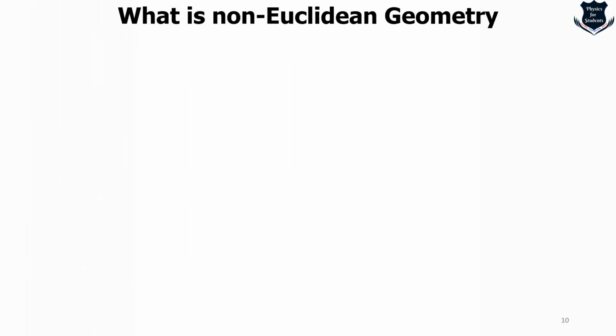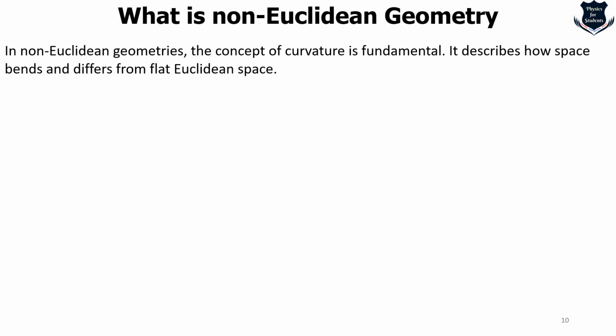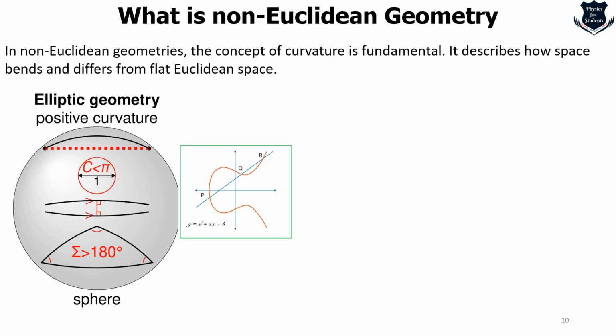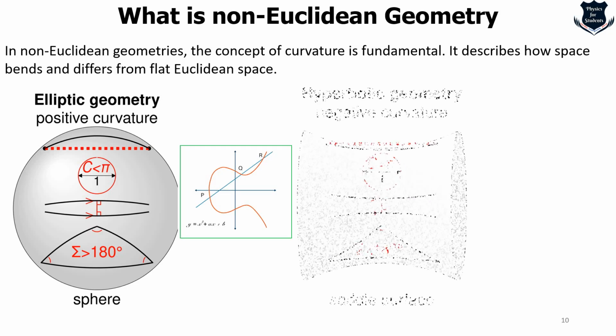So in non-Euclidean geometry, as you see, the basic concept is that of curvature. So how do we measure the curvature? That is what non-Euclidean geometry deals with, and it describes how space bends, and it actually differs from Euclidean space. As you can see in this illustration, this is an elliptical geometry and it has a positive curvature. That means the sum of the angles of the triangle is more than 180 degrees. Although the ellipse actually looks like this, you can make an analogy for why this is positive curvature.